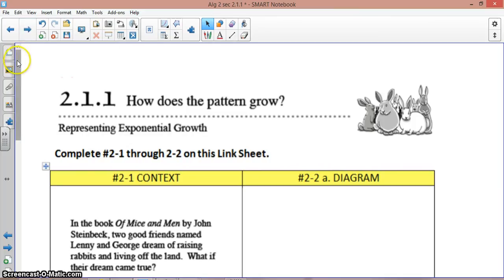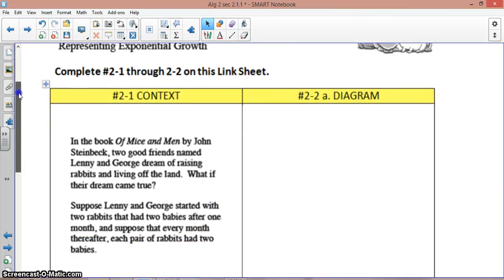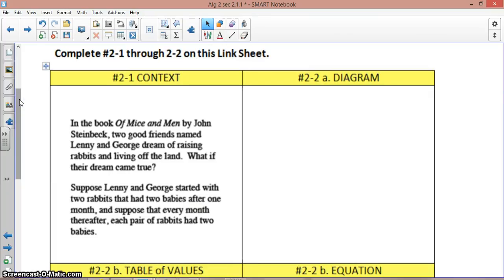So we're going to start off this section with the rabbit link sheets that you should have, and the context is in the book Of Mice and Men by John Steinbeck. Two good friends named Lenny and George dreamed of raising rabbits and living off the land. What if their dream came true? Suppose Lenny and George started with 2 rabbits that had 2 babies after 1 month, and suppose that every month thereafter each pair of rabbits had 2 babies.